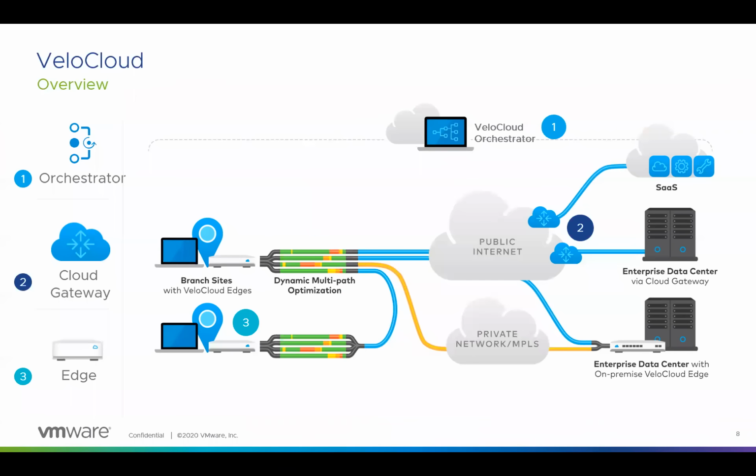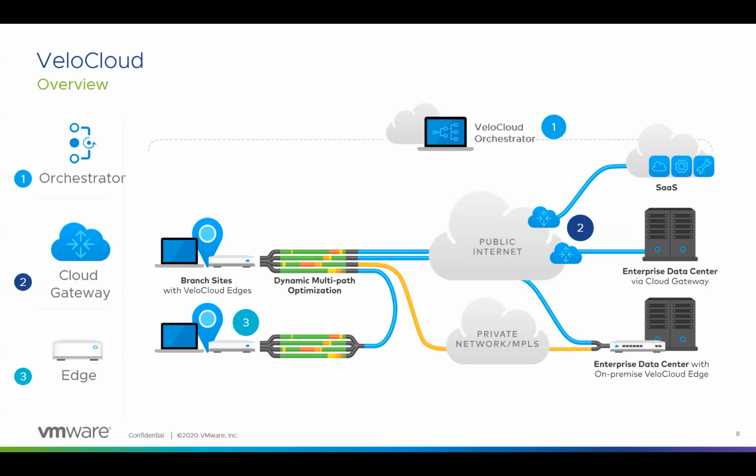So what we're looking at here is an overview of a common VeloCloud architecture, right? Swapnil just went through a few of the SD-WAN benefits, and we're going to use this topology to go a little bit deeper on some of those topics. If we look at the left-hand panel here, we see that there are three major building blocks to the VeloCloud architecture. We have number one the orchestrator, number two the cloud gateway, and then number three, the edge.